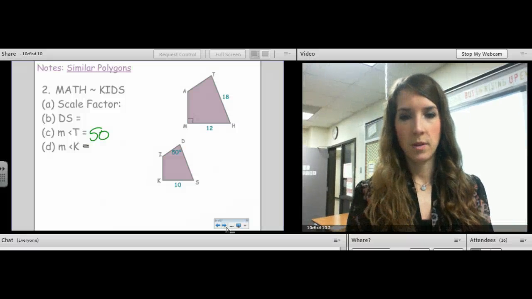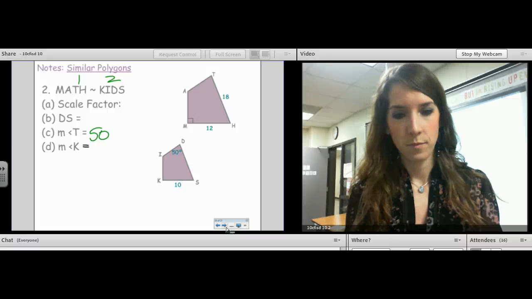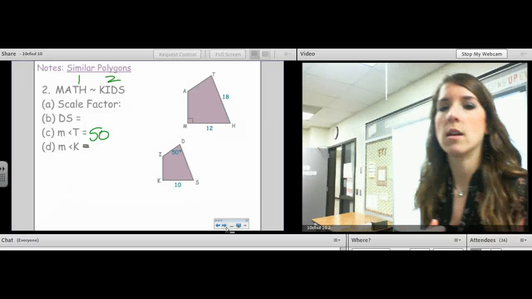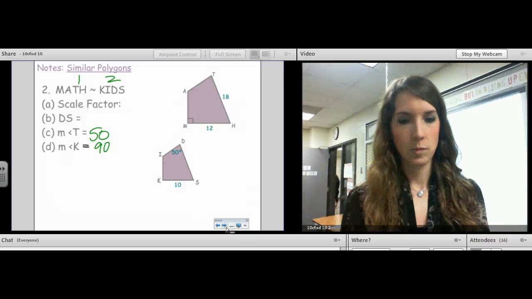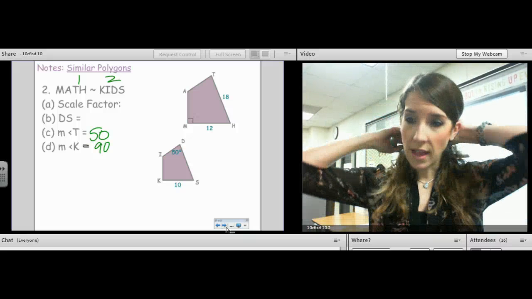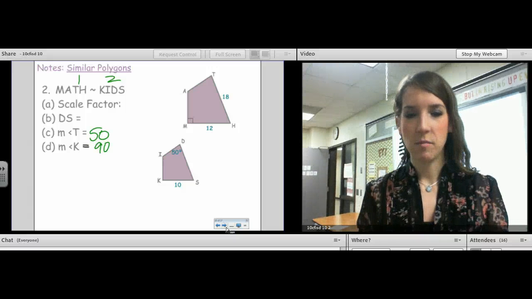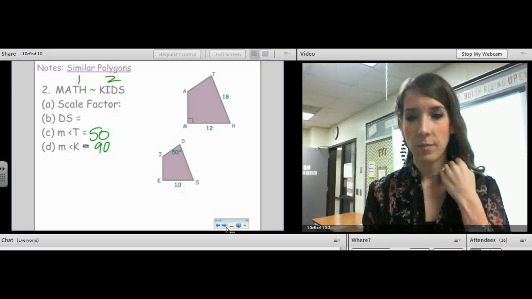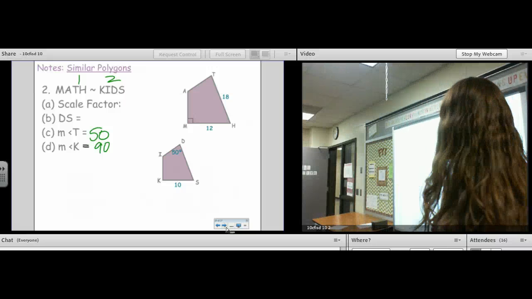Math to kids. This is the first and the second. It's always listed in order. Angle K is 90. No, remember when we have that M for measure, we don't have to put degrees. That's being redundant. It's weird to not put a degree symbol. I understand. But you don't need it when there's the M. All right, 6/5. Okay, but we're getting smaller, so it needs to be a reduction.